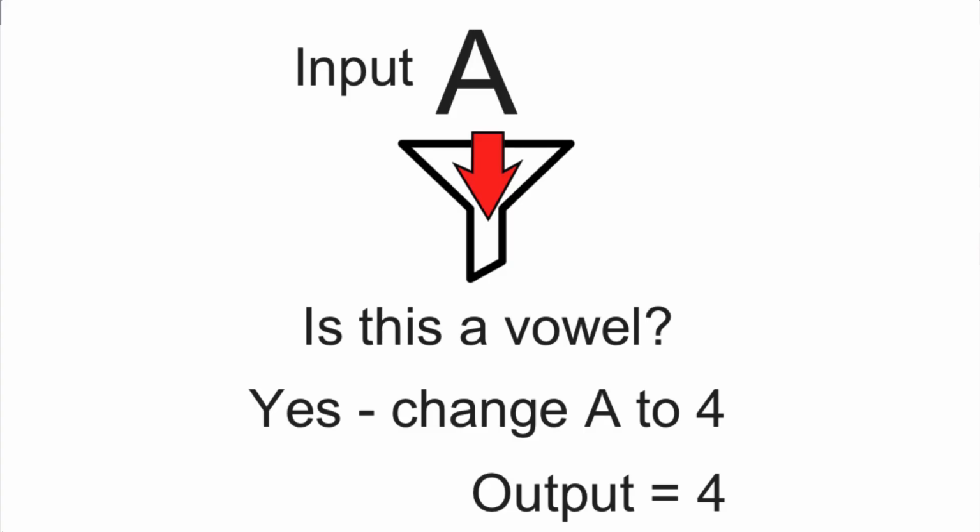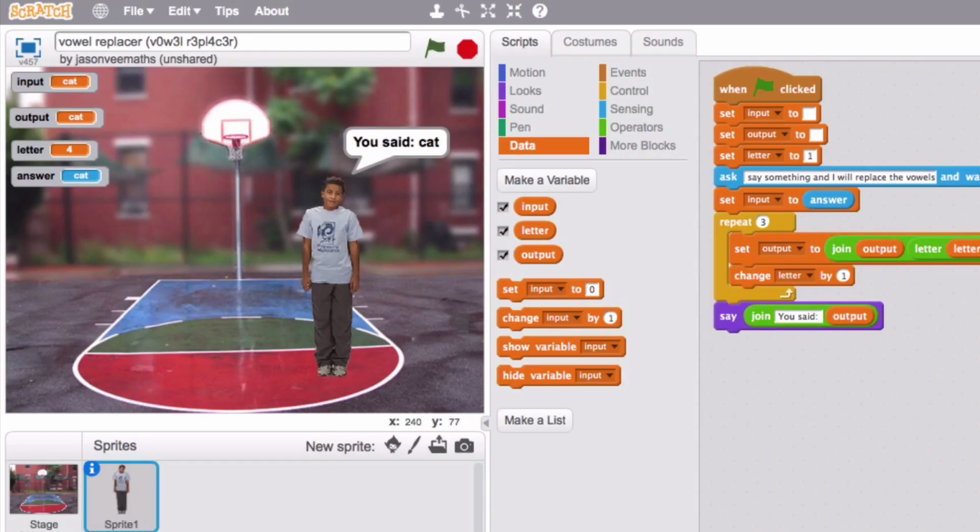So now we get to put in our filter. Okay, so our first filter is going to be the letter A. We're going to change it to 4, and we're just going to work with that. Once we've got that working, then we can add in the rest of the vowels. That way, if we have a problem, we can spot it early in the piece.